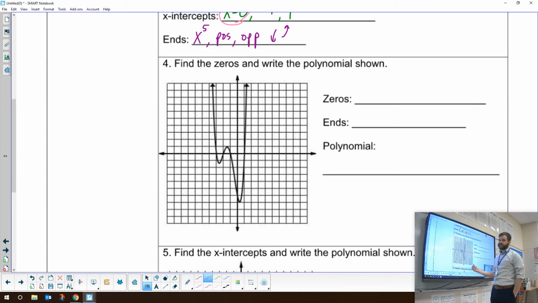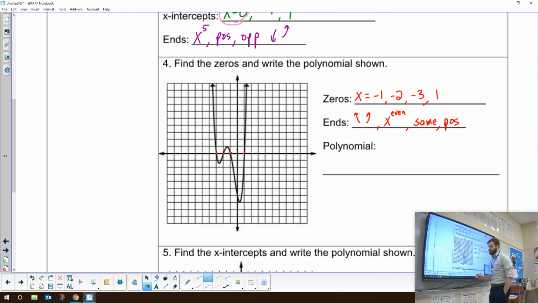Well, guys, it's pretty straightforward. It's pretty easy. So what we're going to do is we're going to find my zeros first. So we have 1, 2, 3, and 4. So we're going to have a 0 at negative 1, negative 2, negative 3, and positive 1. Okay? My ends, they're both going up. So we know it's going to be even, and we know that it's going to be the same and positive.